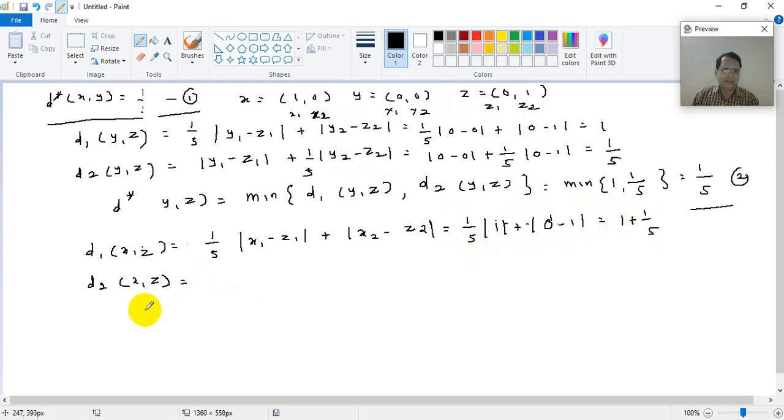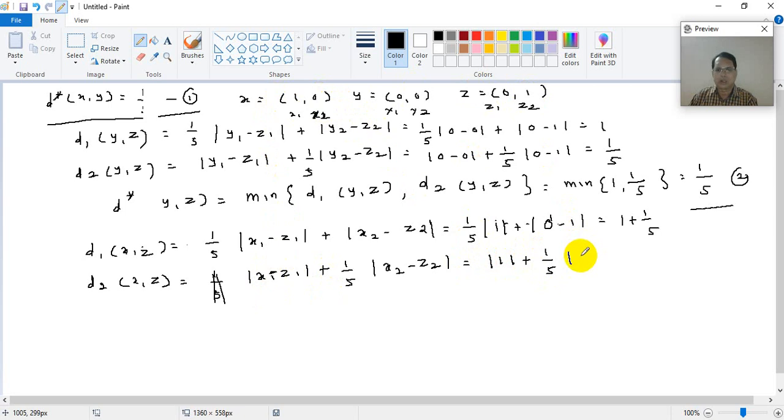And what will be d2 xz? 1 by d2 xz, what will that be? 1 by 5. Now d2 is the reverse. So it will be mod of x1 minus z1 plus 1 by 5 into mod of x2 minus z2. When you calculate this, again the same story. What is x1? 1. What is z1? 0. So it is mod of 1 plus 1 by 5 into mod of x2 minus z2. x2 is 0, z2 is 1, so mod of 0 minus 1. So again this is 1 plus 1 by 5. Correct?